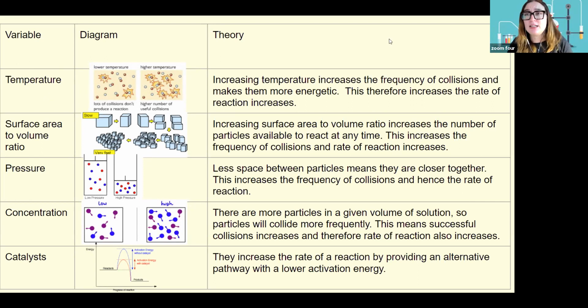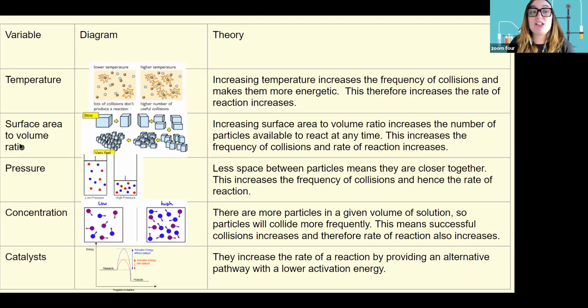So temperature. Let's look at why temperature increases the rate of a reaction. So increasing temperature increases the frequency of collisions and makes those collisions more energetic. Remember, more energetic means each particle has more energy. And in the case of particles, when they've got more energy, they're going to move around more. This, therefore, increases the rate of reaction. That doesn't make sense there, but you know what I mean.